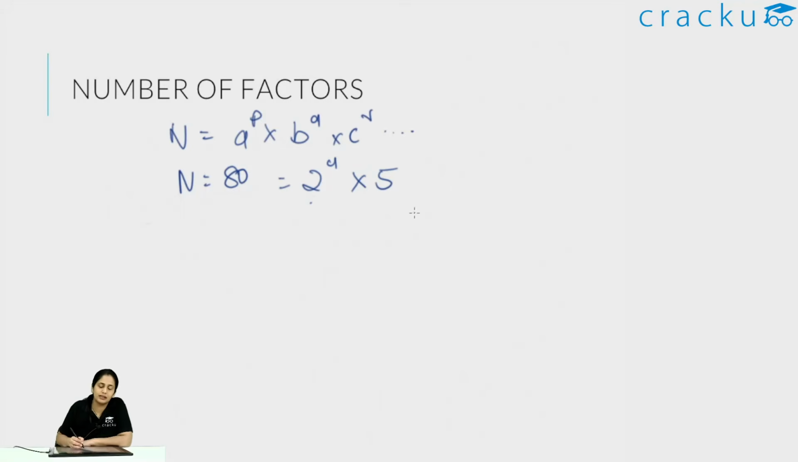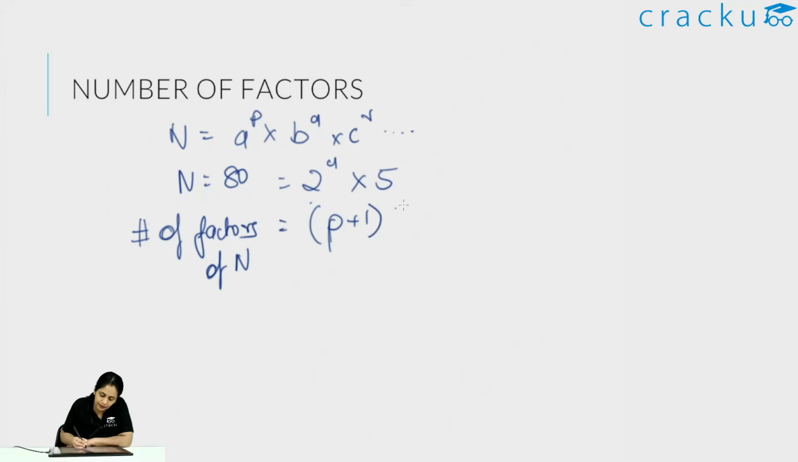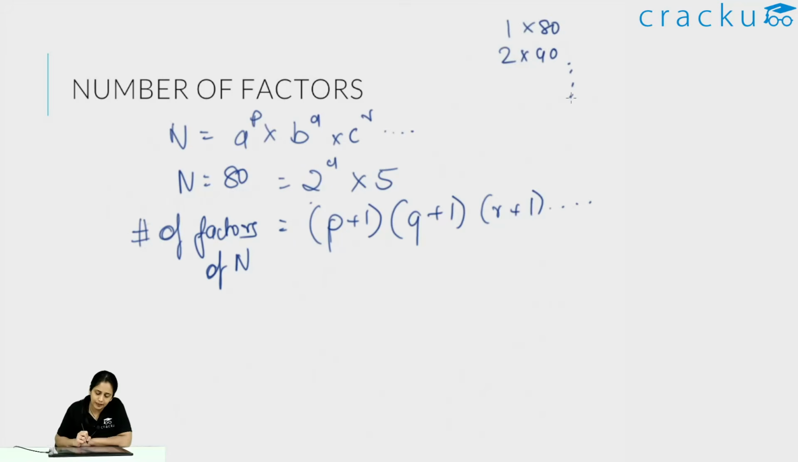So once you have this, the formula for the number of factors is: number of factors of n is equal to (p plus 1) times (q plus 1) times (r plus 1) and so on. So how do you actually get this formula? Whenever you have to consider what are the factors of any number n, you say that okay, 80, it is 1 into 80, then 2 into 40 and so on. So to get the list of all factors, you have to consider how many numbers are formed from a subset of the powers of the same prime factors.